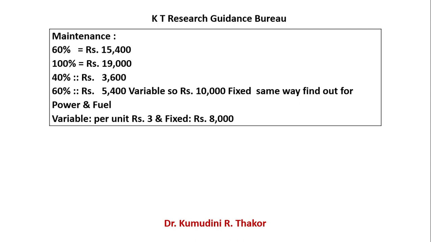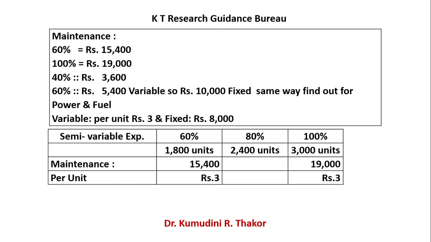So 15,400 minus 5,400 is equal to 10,000. That is fixed. So at all levels of activity, it will remain the same and it is 10,000. Same way, do the calculation for power and fuel. So your variable comes to 3 rupees and fixed will come to 8,000 rupees. This is the calculation of maintenance as I explained to you earlier. Same way you have to find out.